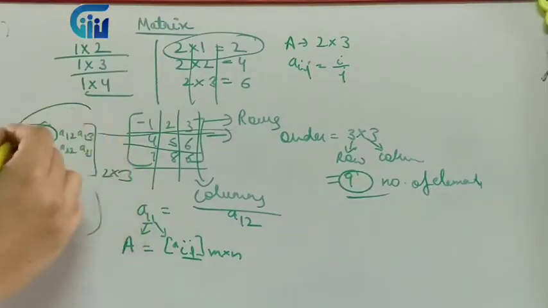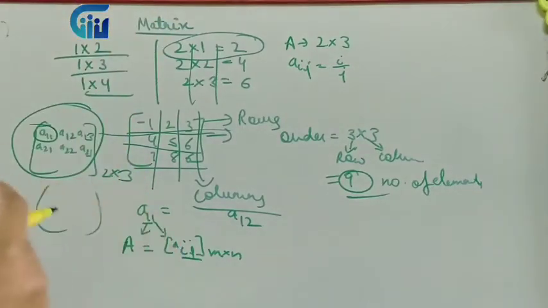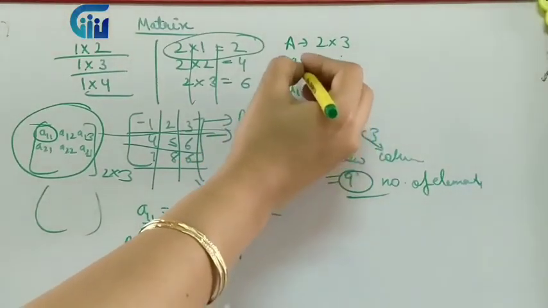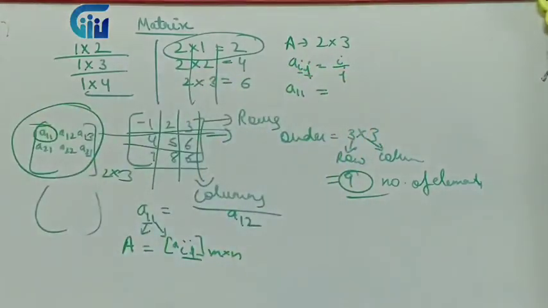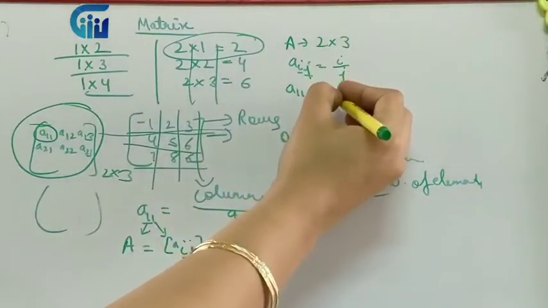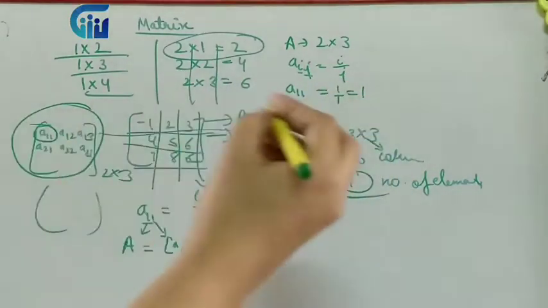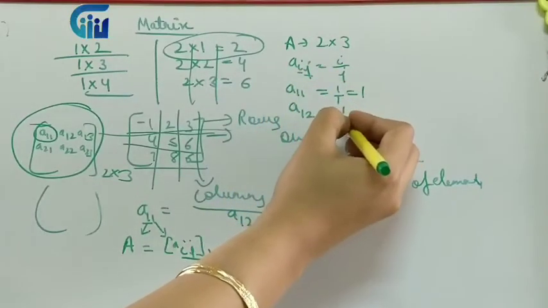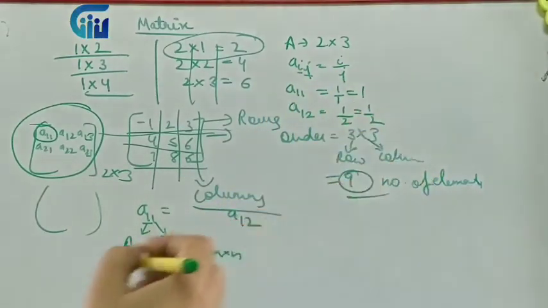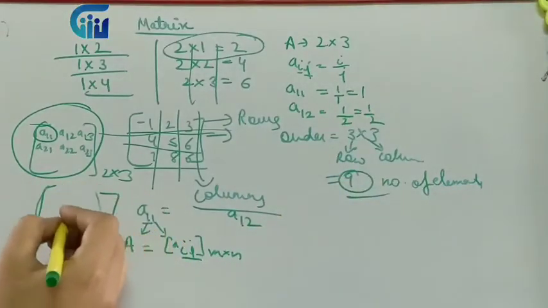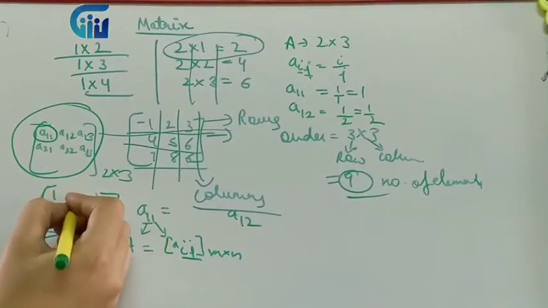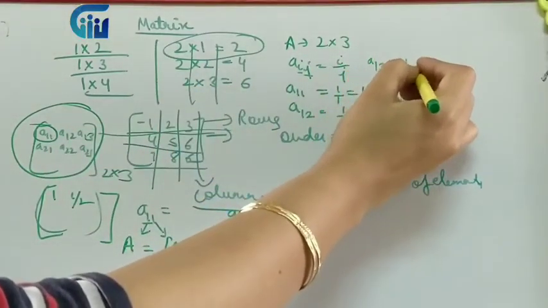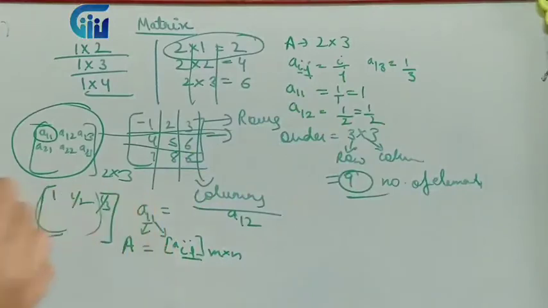So how will we do a question based on this? The 2 cross 3 matrix will be this matrix only. For A11, what will I write? In place of i and in place of j, both places I will write 1. So I will write 1 upon 1, that is 1. Similarly, for A12, in place of i, 1, and in place of j, 2, so it is 1 by 2. We will keep on writing the answers over here. This is 1, this is 1 by 2. Similarly, for A13, it will be 1 upon 3, so I will write 1 upon 3 over here.